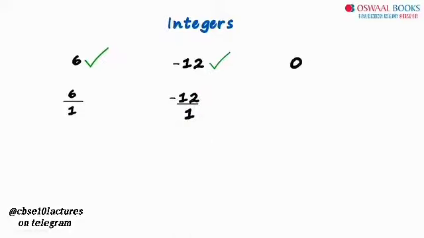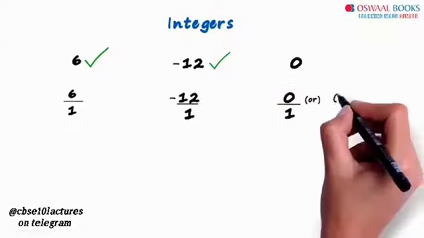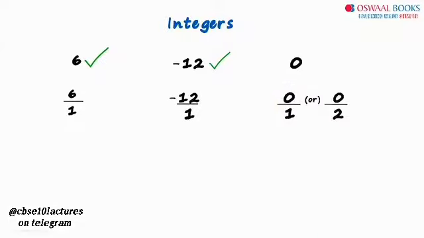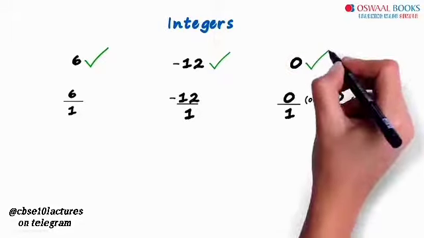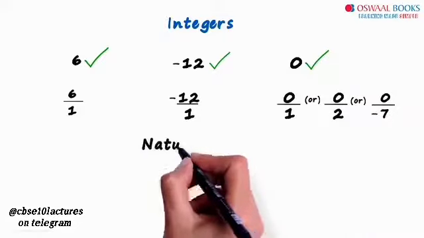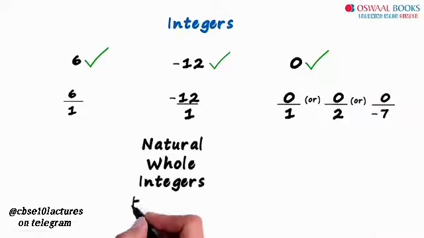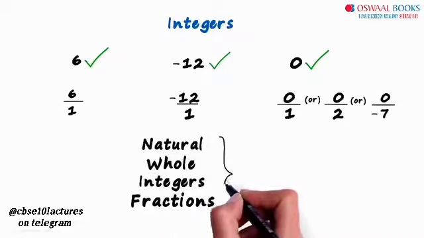What about 0? Yes, even 0 can be written as 0 by 1. This also equals 0. Actually, 0 can be written as 0 by 2 or 0 by minus 7 or 0 by anything except 0. And that's why 0 is also a rational number. So natural numbers, whole numbers, integers and fractions are all rational numbers too.